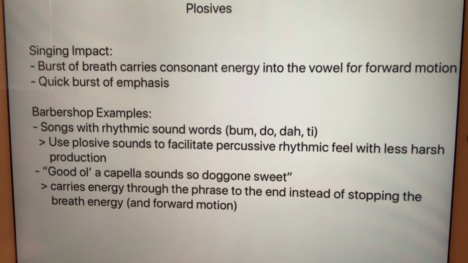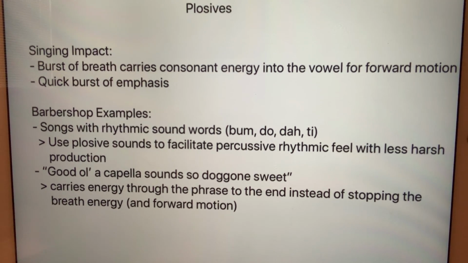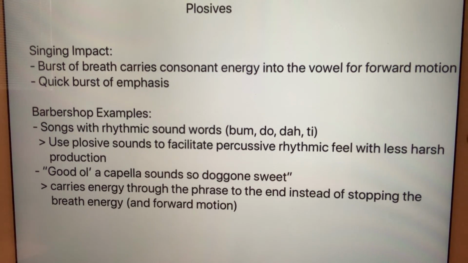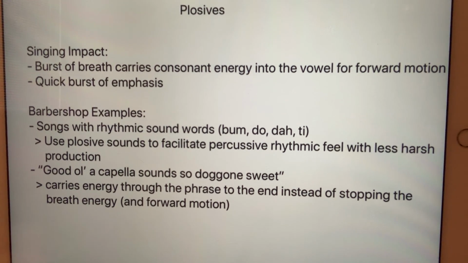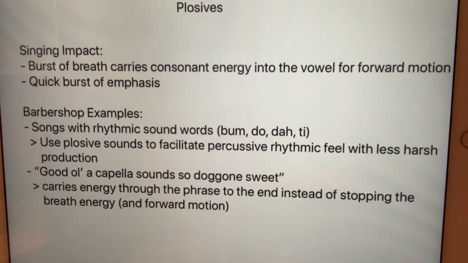So how does this impact our singing? With singing, we want the burst of the breath to carry into the consonant, so the energy carries through the vowel and carries that forward motion through the rest of the phrase. We can also use a quick burst to add emphasis for a certain word that we want impact.